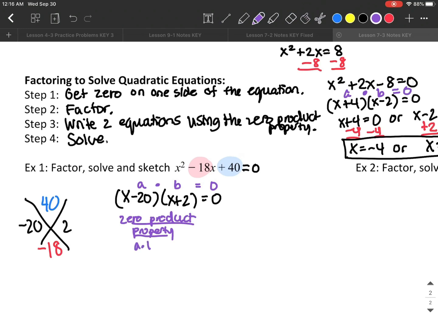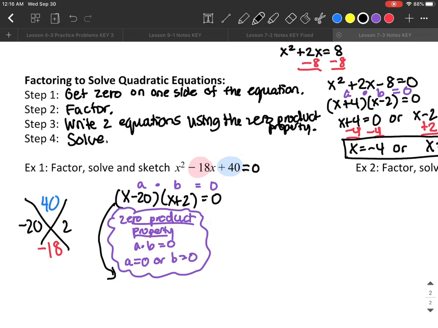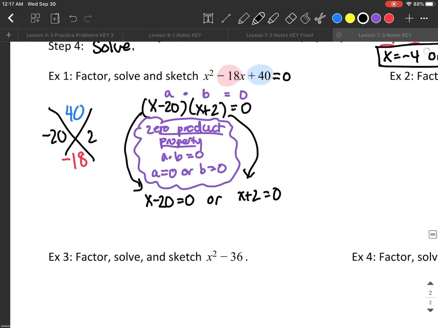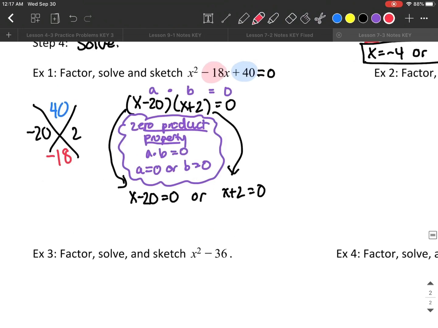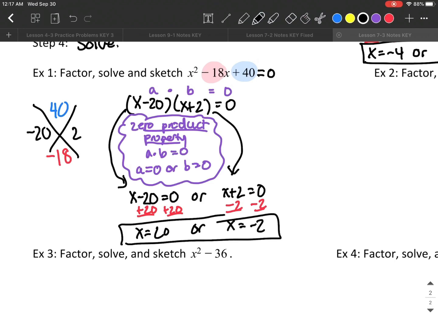That says if A times B is equal to 0, then A is equal to 0 or B is equal to 0. To write my two equations: x minus 20 is equal to 0, or x plus 2 is equal to 0. And then I solve those two equations. In the left equation, I'm adding 20 on both sides. In the right, I'm subtracting 2. And I'm going to end up with x is equal to 20 or x is equal to negative 2. And those are my answers.